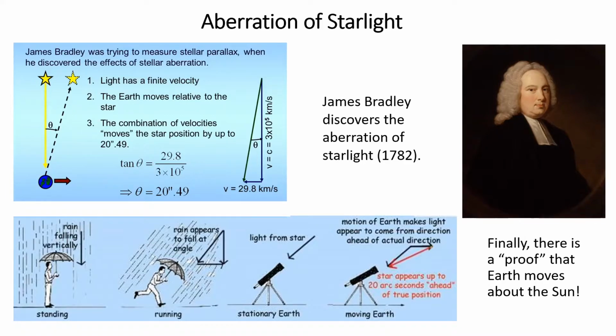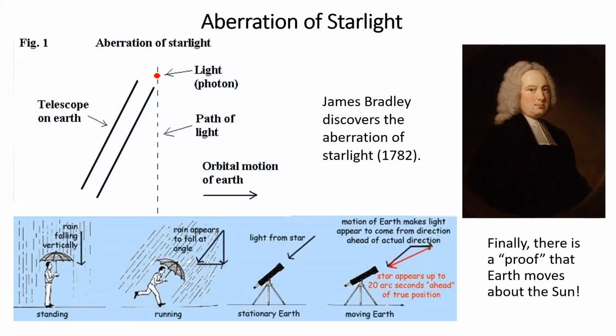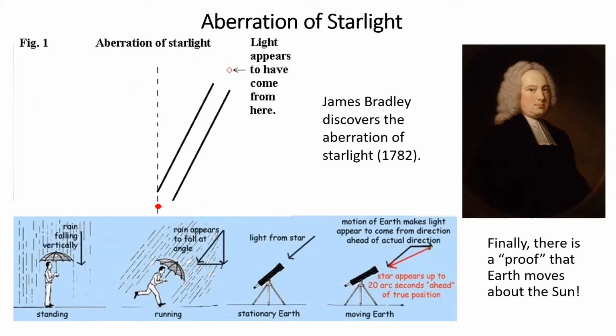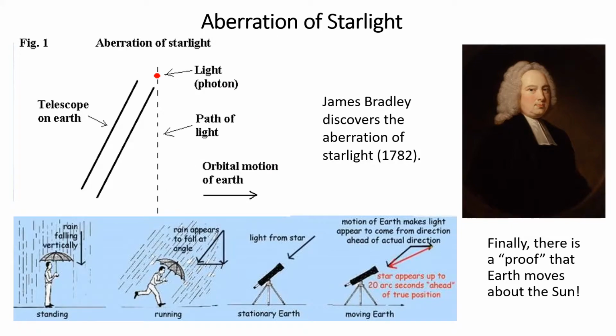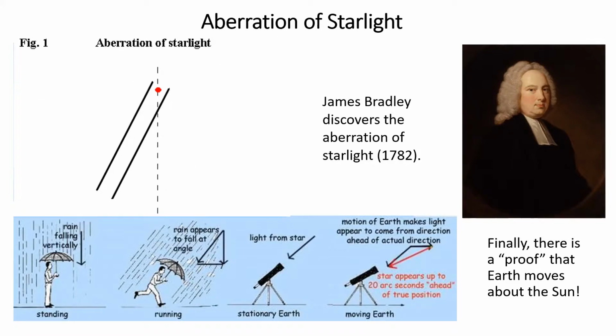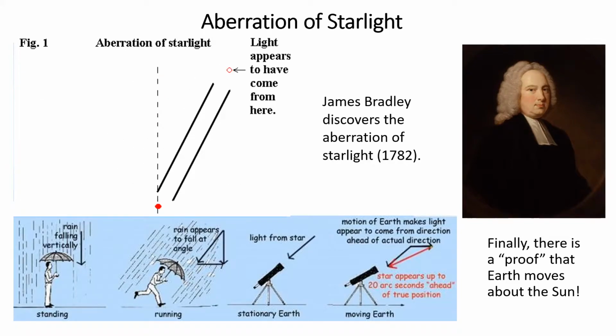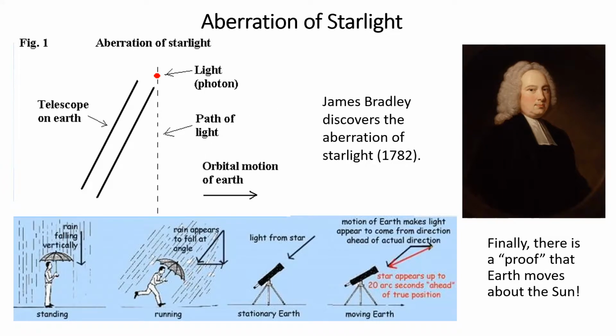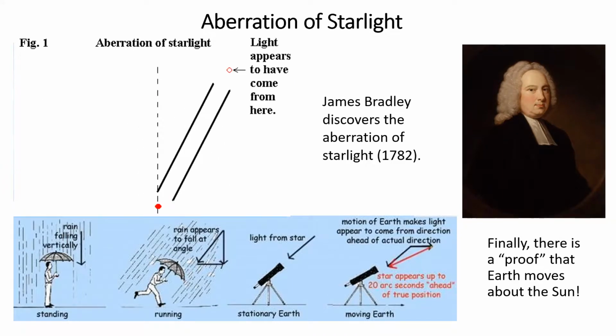Of course, in the case of a star, the Earth's motion is a small fraction of the speed of light. So this aberration angle is a small angle, which is why it was so hard to measure. But finally, in 1782, James Bradley discovered the aberration of starlight. And so we have, after a very long time, the proof that the Earth moves around the sun. Interesting that so long after Copernicus, it takes an astronomical measurement of quite a lot of precision to show that the Earth is actually moving.